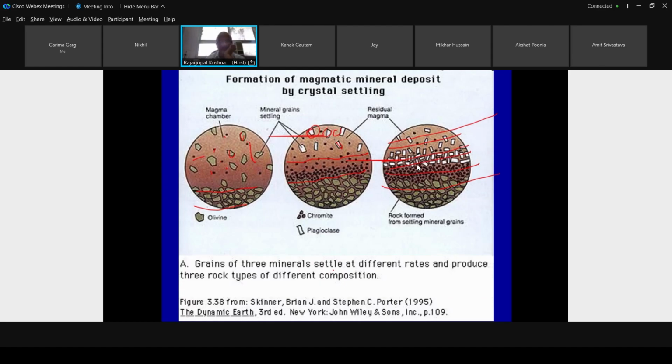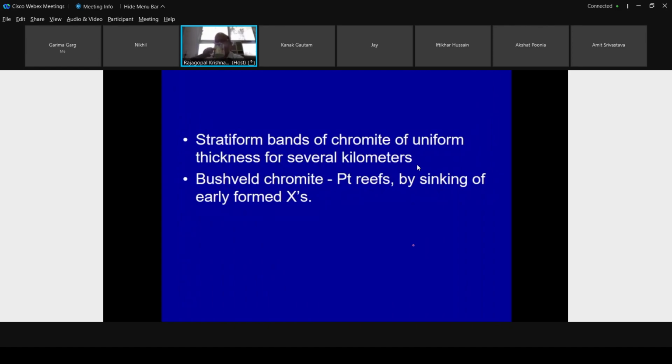They will settle at different rates. So temperature as well as density plays a role. So when this process operates, you will have this type of stratiform bands.